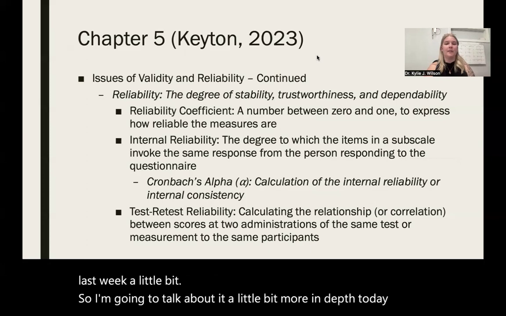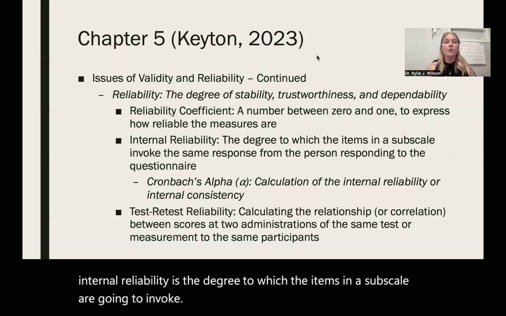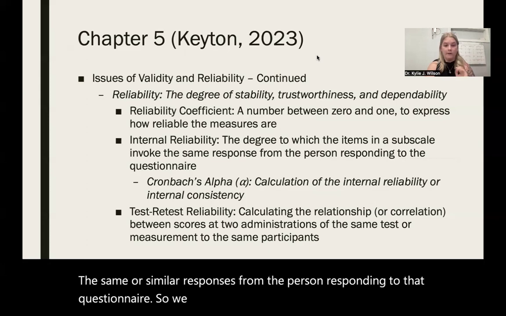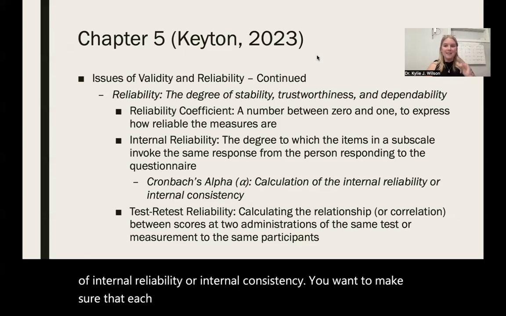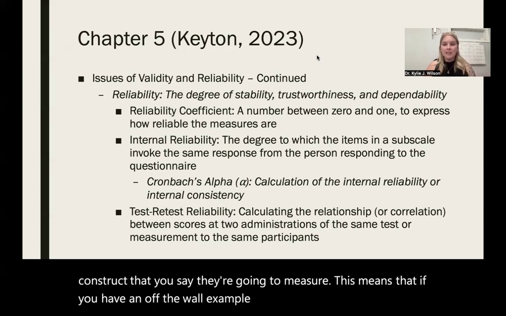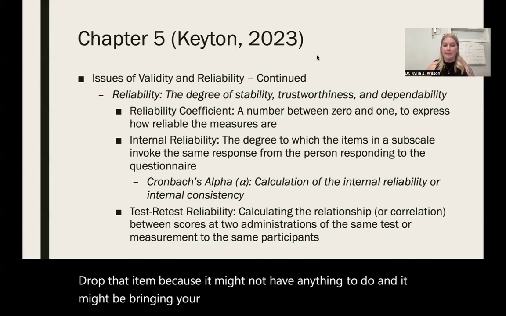So internal reliability is the degree to which the items in a subscale are going to invoke the same or similar responses from the person responding to that questionnaire. So we use Cronbach's alpha. This is the calculation of internal reliability or internal consistency. You want to make sure that each of the items in the scale actually measure the construct that you say they're going to measure. This means that if you have an off-the-wall example, you might drop that item because it might not have anything to do with it and it might be bringing your internal reliability down.